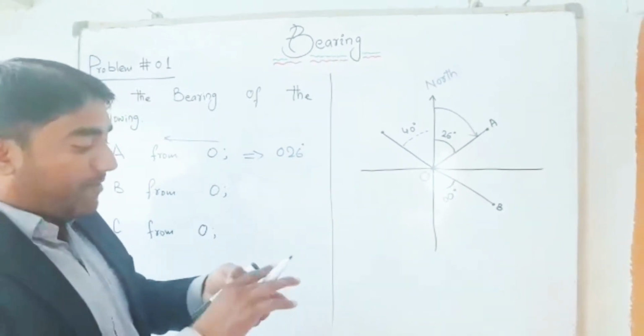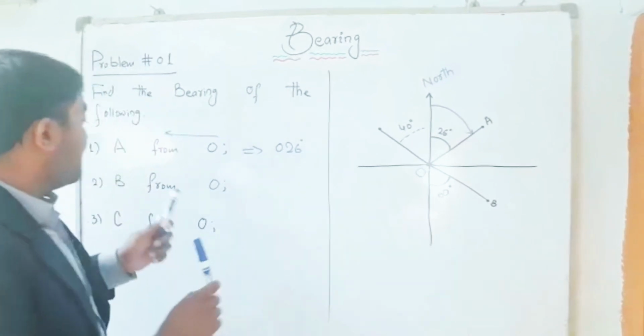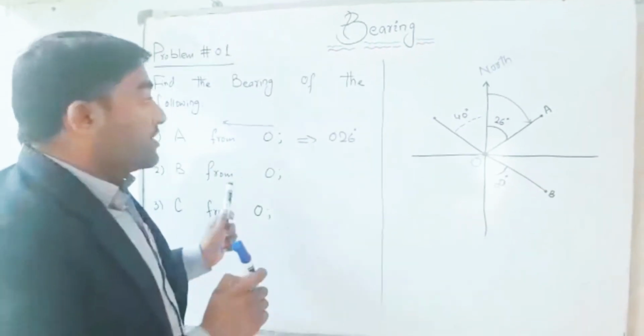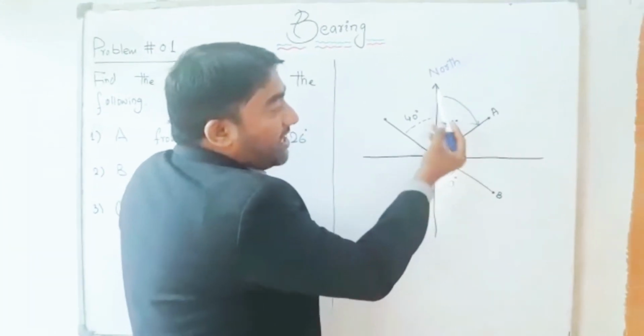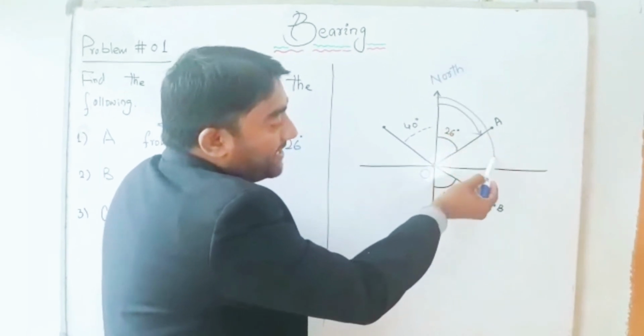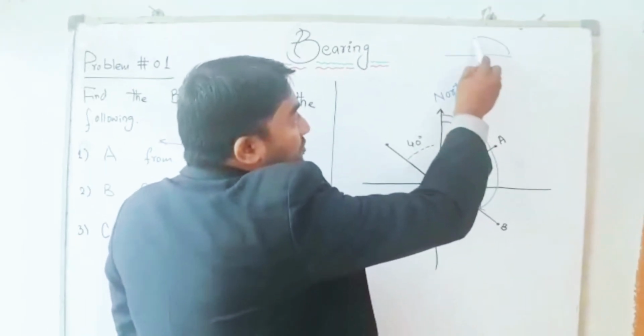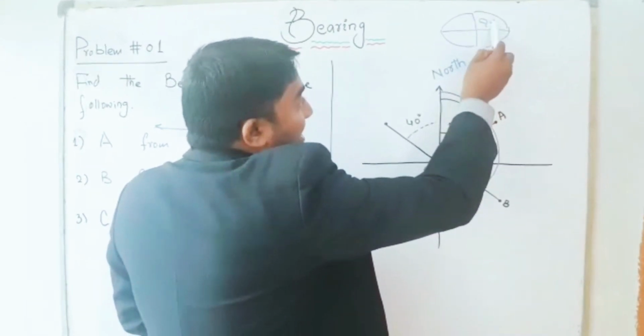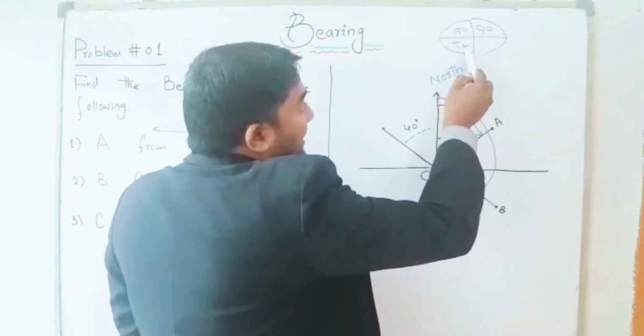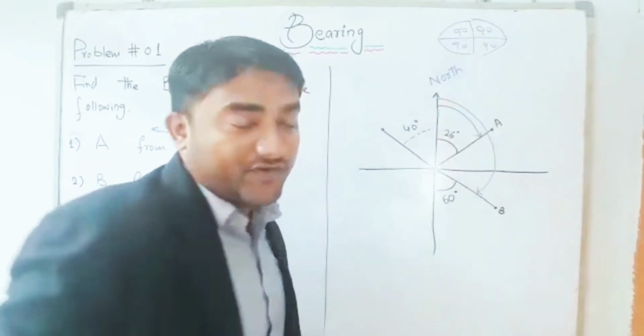But the third point was that it is always written in 3-digit form. Okay, second, we have to find the bearing of B from O. So we have to start from the north and go till B here. We know that each quadrant equals 90, so this is 90, this is 90, this is 90 and this is 90, so the total equals 360 here.